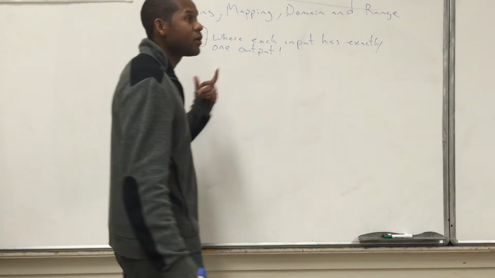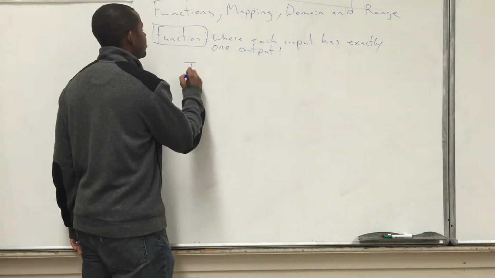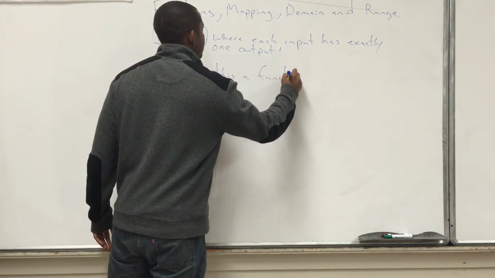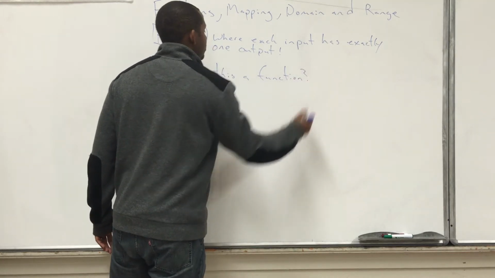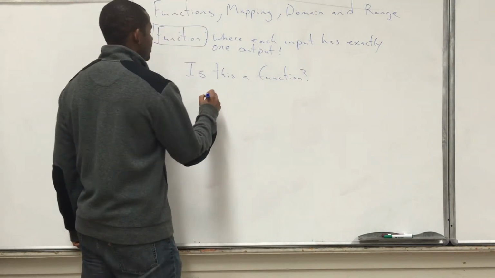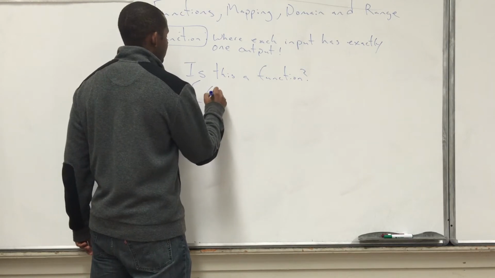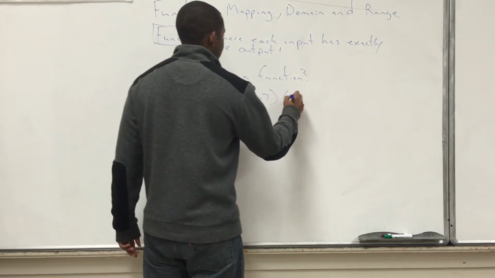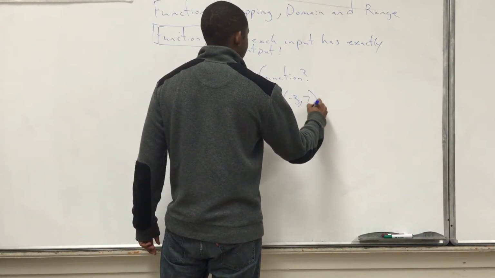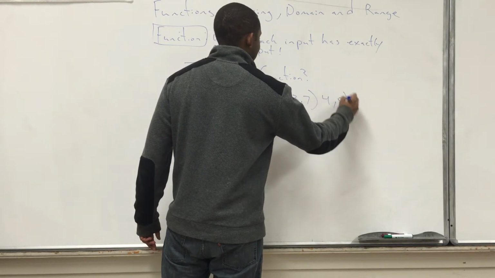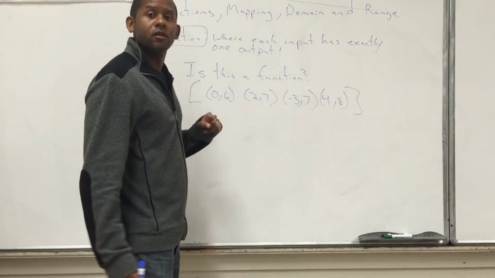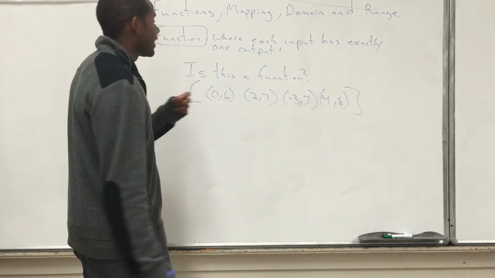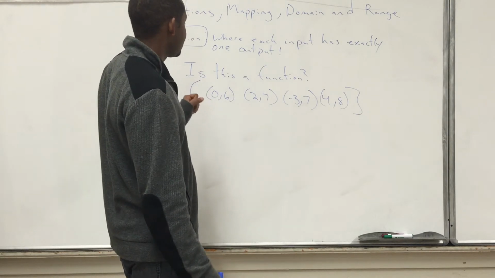Okay? So, how do I know if something is a function? And again, this is review. So, is this a function? You tell me, is this next piece a function? I say this relation, so 0, 6, 2, 7, negative 3, 7, 4, 8. Is this a function? Why or why not? Okay? Hopefully, you're looking at this and saying, yes, that is a function.